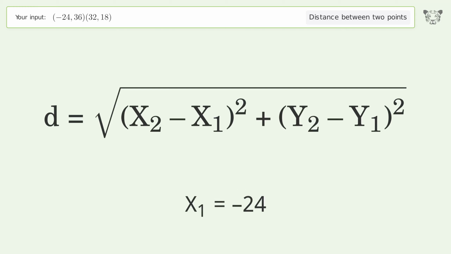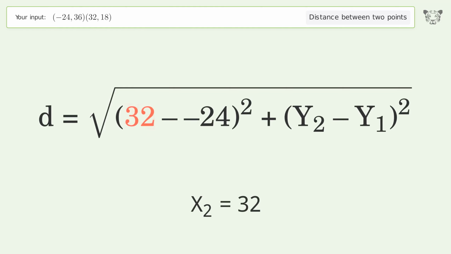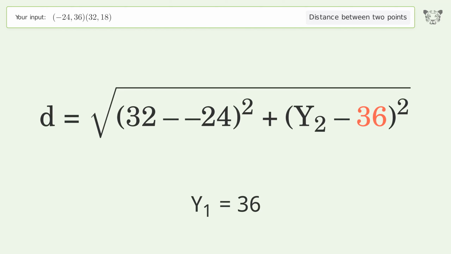x1 equals -24. x2 equals 32. y1 equals 36. y2 equals 18.